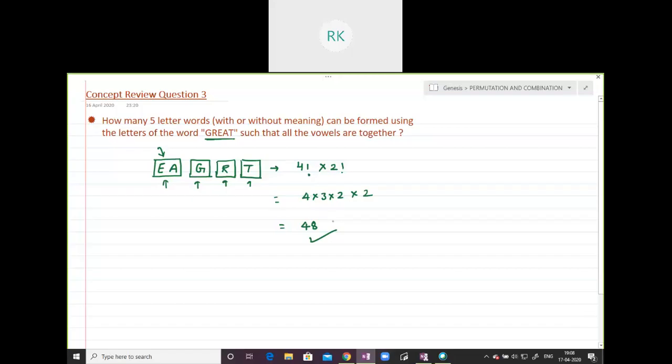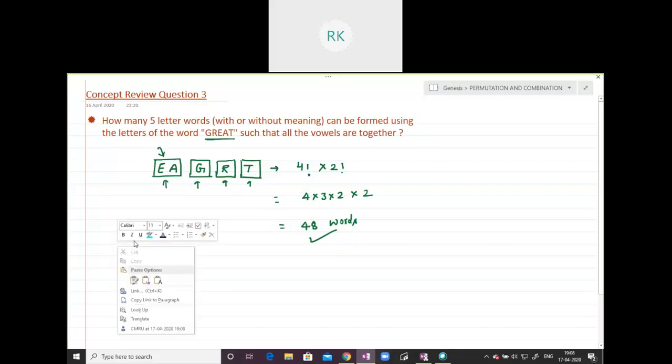So I will get 48 words, such words where the vowels must be together. Always together. So remember, whenever it is given that the vowels are together, I will keep all the vowels inside one box and the remaining letters in separate boxes. Now let's say consonants are together. So I will keep all the consonants in one box and the remaining letters in separate boxes. And then I will rearrange the boxes. After arranging the boxes, then I will arrange the vowels inside the box. That is called the internal rearrangement. That is 2 ways, you know?